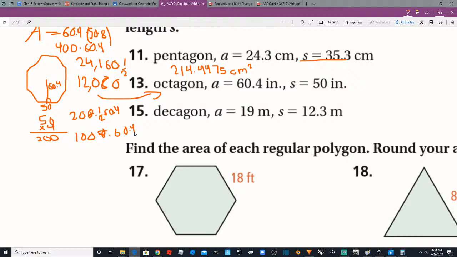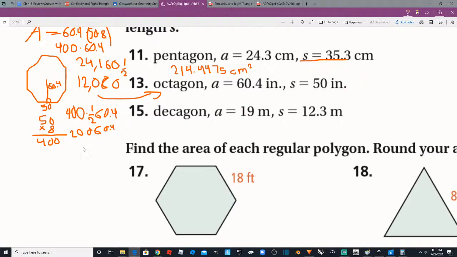Hold on. Oh, oops. Wait a minute. Okay, so it's 50 times 8 because it's an octagon. Sorry about that. It was a mistake that I said in my previous live stream that I may make, so we'll just rewrite it. Times 60.4. Then we do 200 times 60.4.